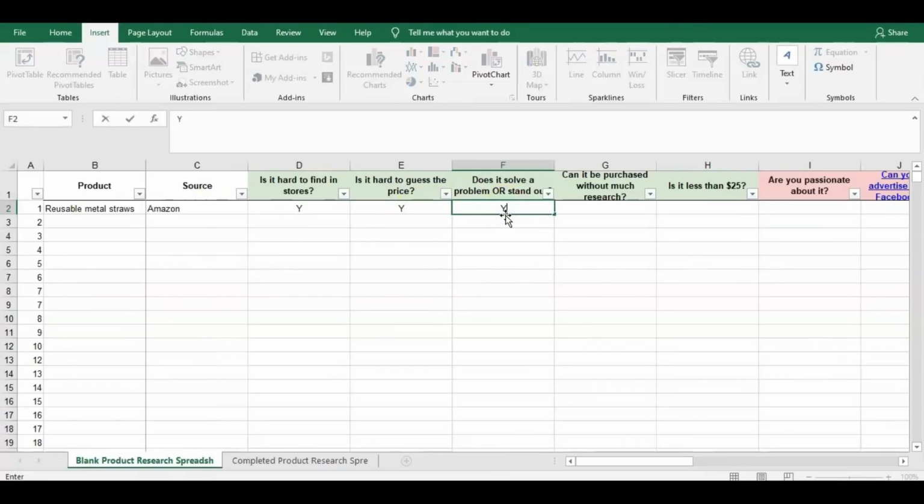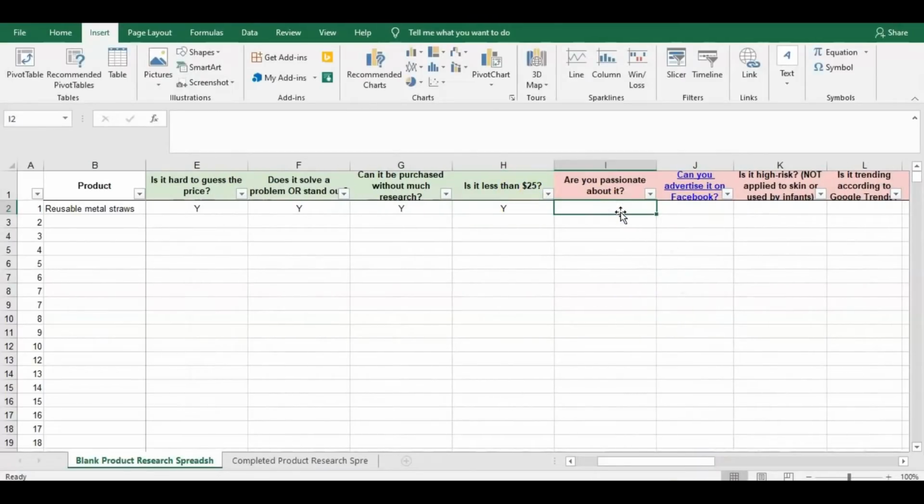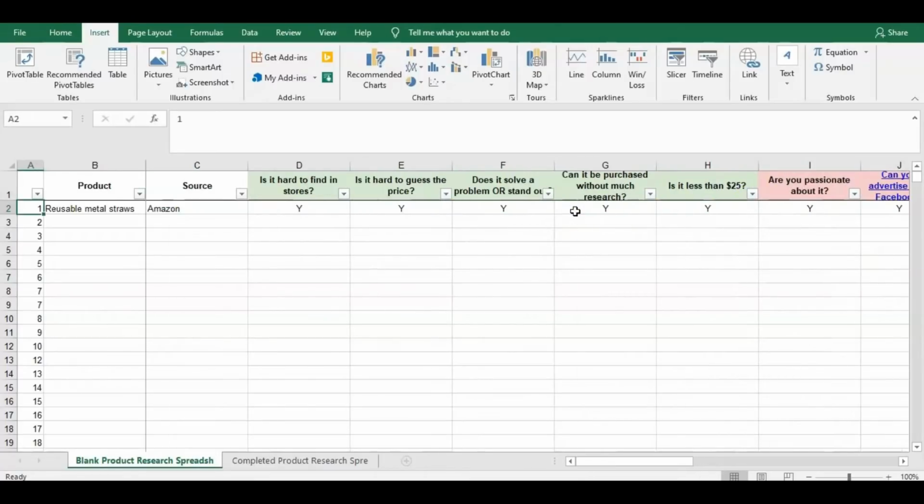Does it solve a problem? Yes, it does. People want reusable stuff, and they're also rainbow, so they're attractive. Can it be purchased without much research? I would say yes, and it's definitely less than $25. Am I passionate about it? Well, I can't say I'm passionate about straws as such, but the whole idea of using those. I can advertise it on Facebook. It's not high risk. I'm not sure if it's trending or not, but Amazon says it's on its most wished for. So I've ticked a lot of boxes here, which is absolutely great. So that's our first product that we've got on there.